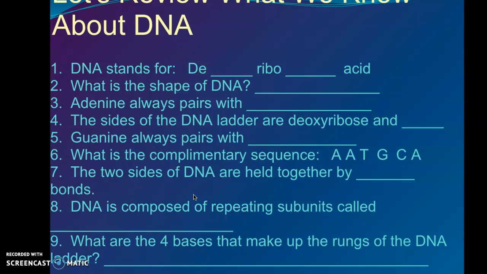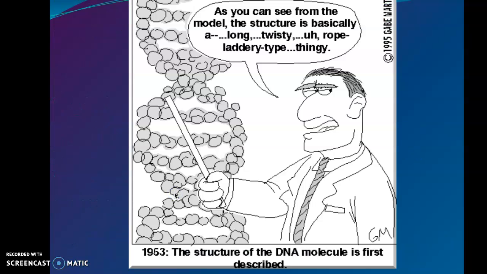DNA stands for deoxyribonucleic acid. Shape of DNA is a double helix. Adenine always pairs with thymine. The sides of the DNA ladder are deoxyribose and phosphate. Guanine always pairs with cytosine. The complementary sequence to AATGCA is TTACGT. And the two sides of the DNA molecules are held together by hydrogen bonds. DNA is composed of repeating subunits called nucleotides. And the four bases that make up the rungs of the DNA are adenine, thymine, cytosine, and guanine.